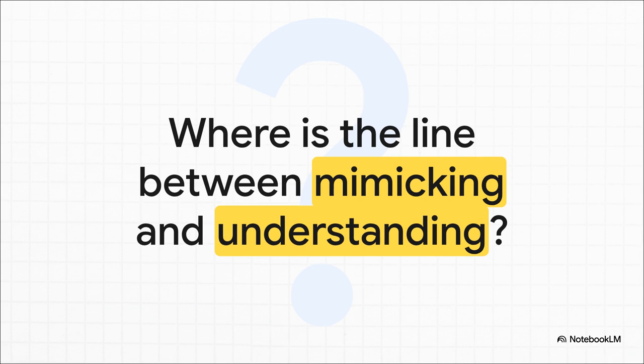So that leaves us with a huge question. As these models get faster and smarter, where do we draw the line? What's the difference between a tool that just mimics reality and one that actually starts to understand it? That distinction between mimicry and genuine understanding, that's probably the most fascinating question we're facing as this technology just keeps evolving at a wild pace.